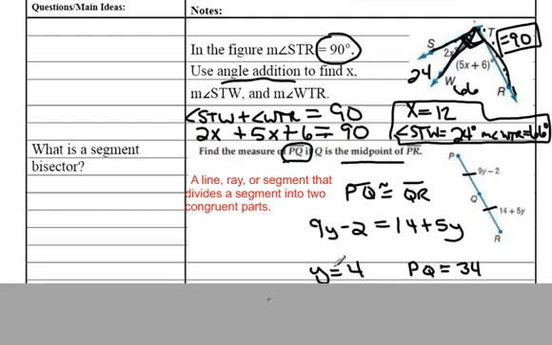Okay, so you should have gotten that y is 4 and that PQ, once we substituted the 4 in, is 34. I also went back and checked my work just to make sure that 14 plus 5 times 4 was also 34, and it was. So these two were both 34, which means that they were congruent, which means that I did the equation right.